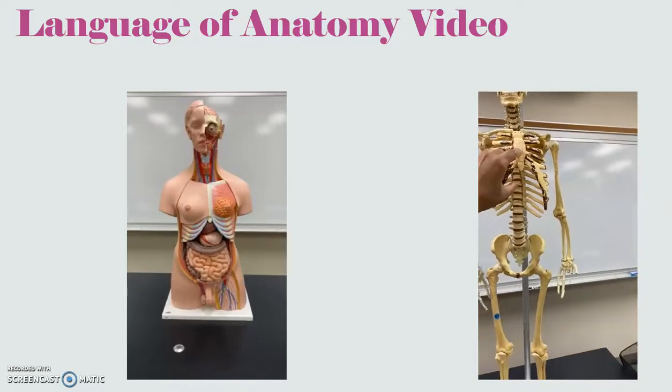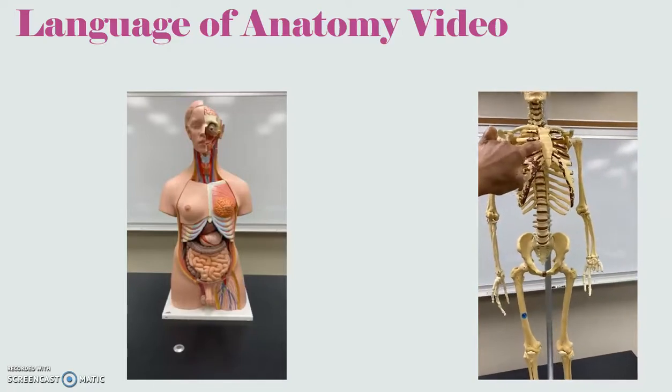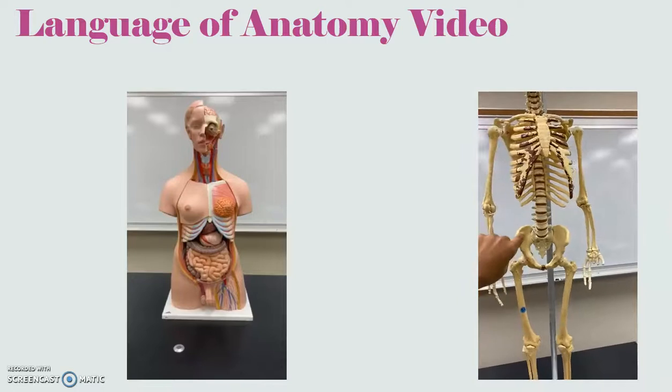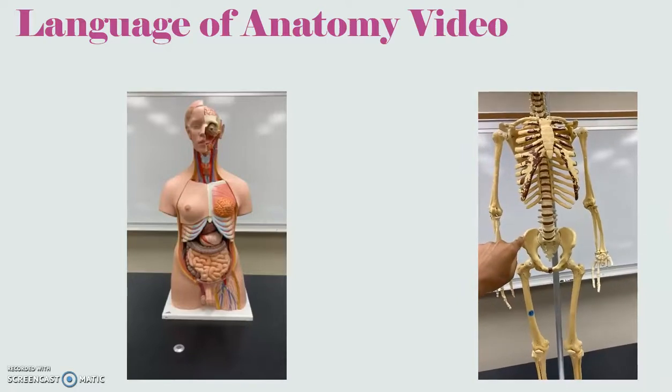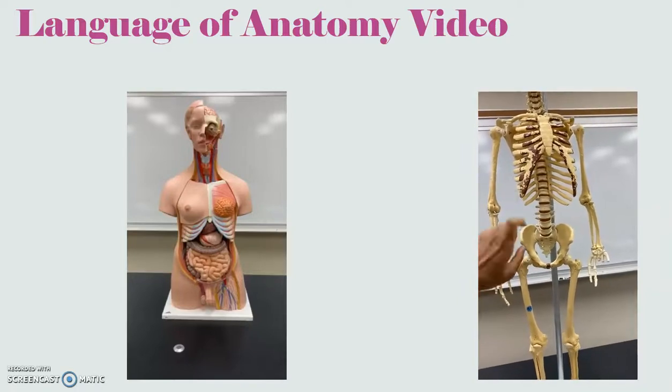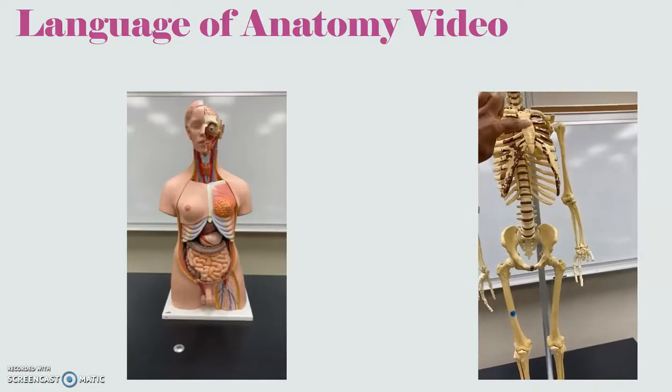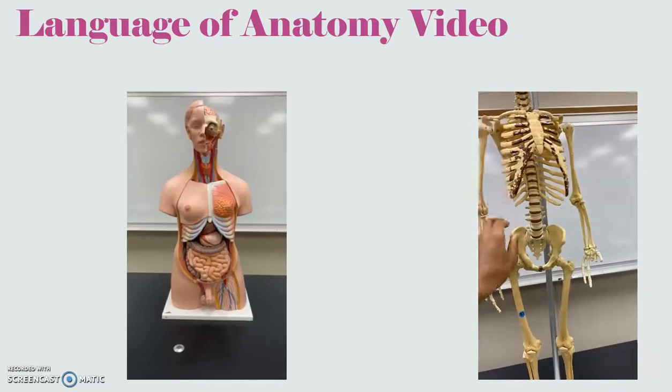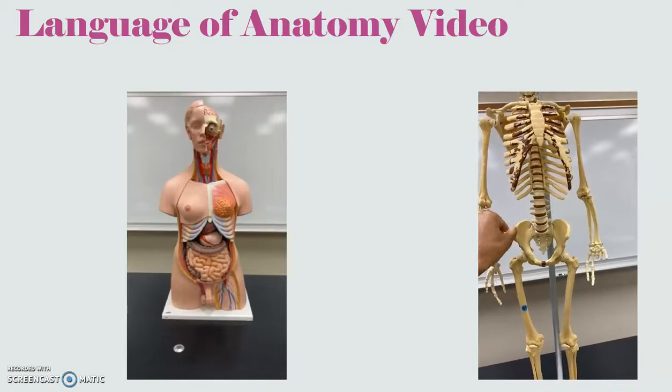This is your breastbone. It is called the sternum. This is your hip bone. It is called the os coxae, okay? Our sternum, the breastbone, is superior to the hip bone, okay?